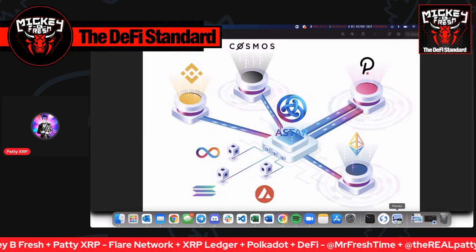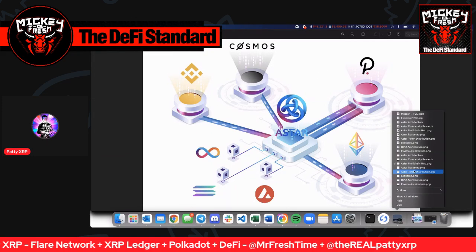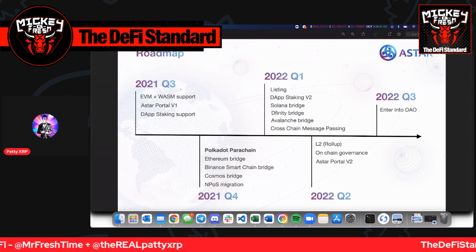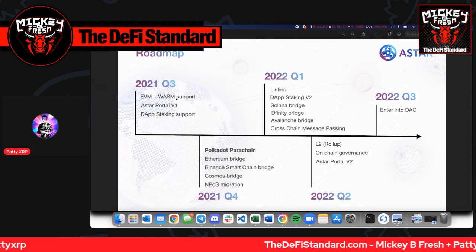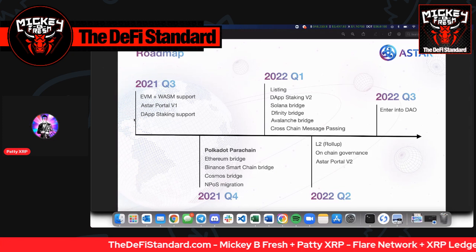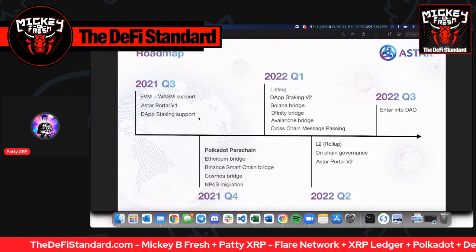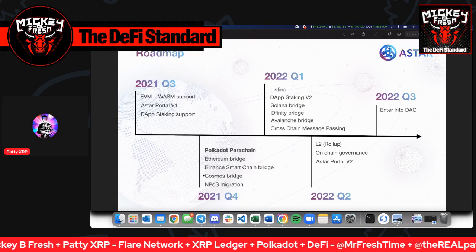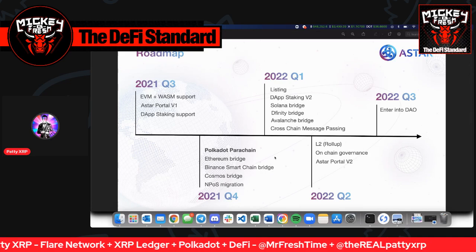And then lastly, we'll just talk about the roadmap before we wrap this one up. So with that, in 2021 Q3, which we're in right now, they're going to have Ethereum Virtual Machine and WebAssembly smart contract support. They'll have their first Astar portal, and they'll have Dap Staking support. So this is some stuff that's going on Shiden right now since it's on the Kusama network.